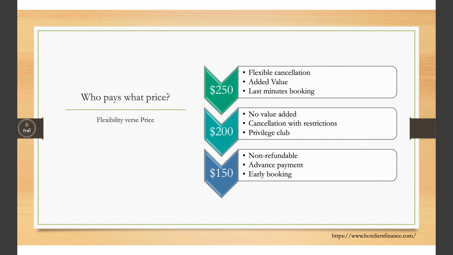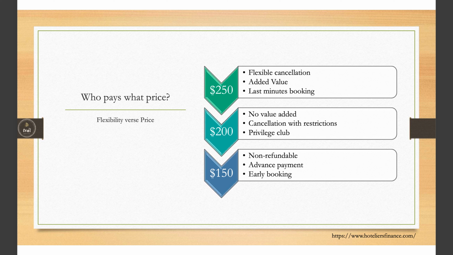I can sell the same room for three prices. But how? At $250 I can do flexible cancellation. I can do an added value, which means I add additional benefits, and this can be on the last minute booking. So if you do a booking at the last minute, you want a flexible cancellation, you want additional value in the room, let's say mini bar, let's say access to the club services, you pay $250.